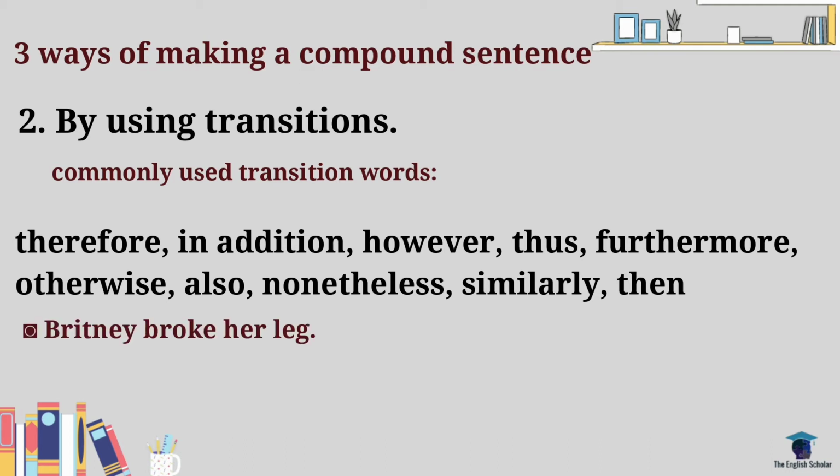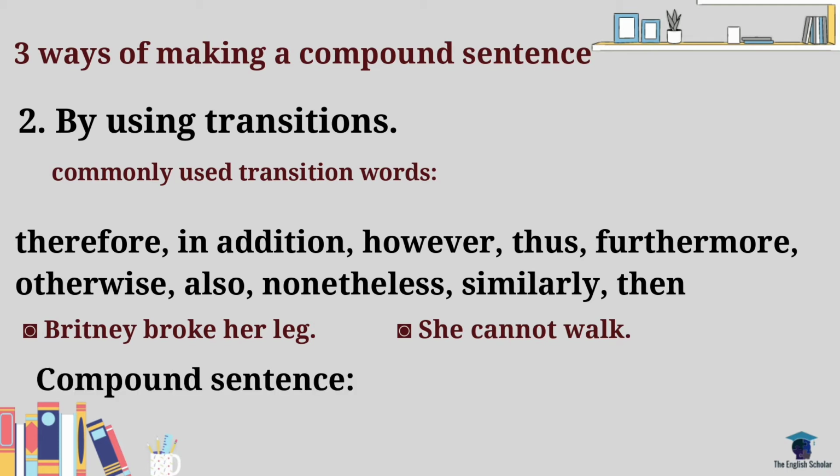Brittany broke her leg. She cannot walk. These sentences are both independent clauses and stand alone as sentences. Now, if we make them into a compound sentence, we'll use a transition. Let's have therefore, for example. Let's write the first sentence. Brittany broke her leg. Here we are going to add the transition word.